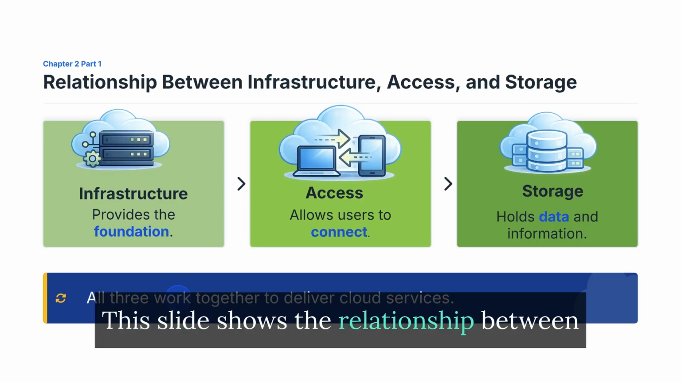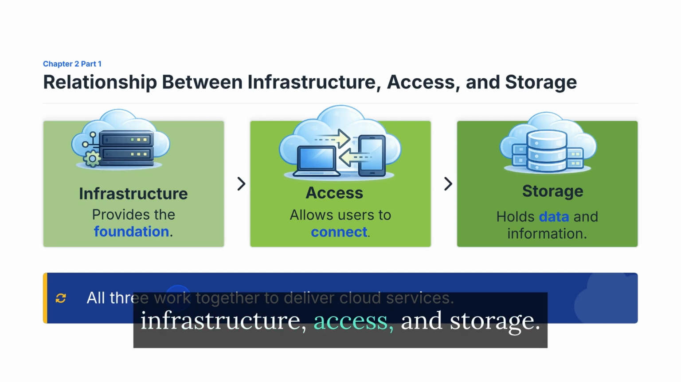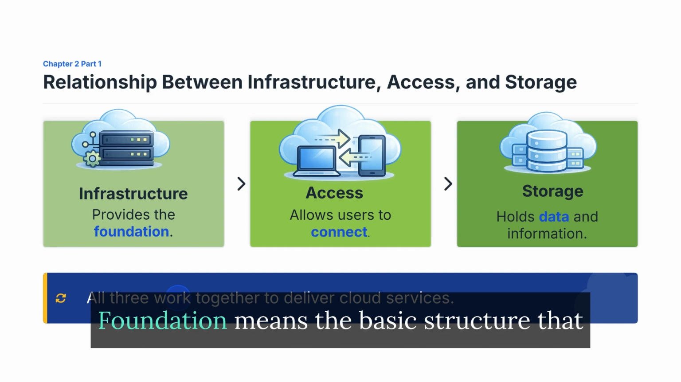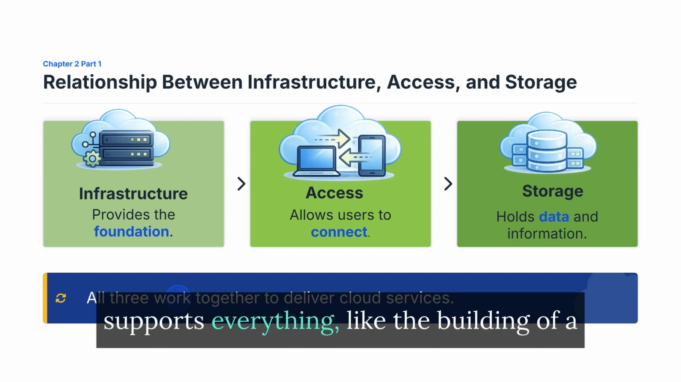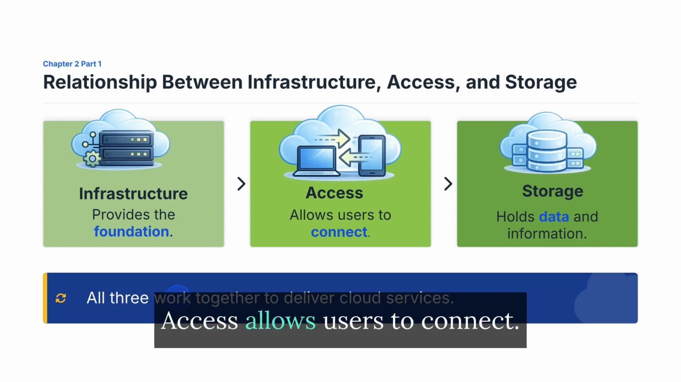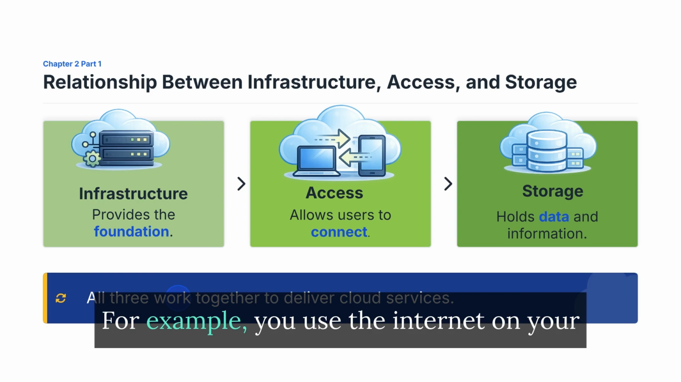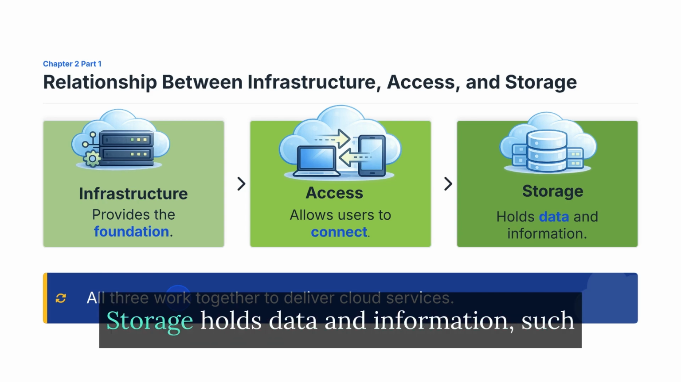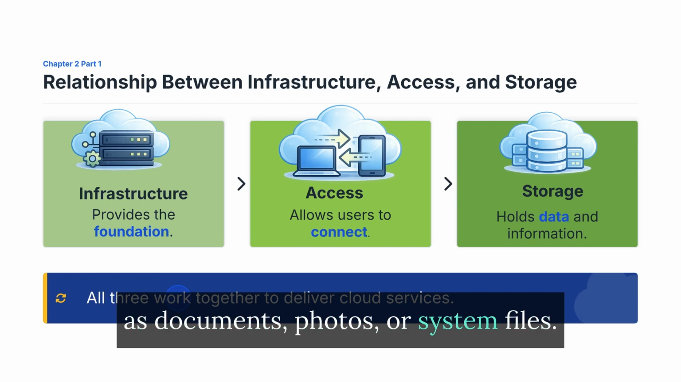This slide shows the relationship between infrastructure, access, and storage. Infrastructure provides the foundation. Foundation means the basic structure that supports everything, like the building of a house. In cloud computing, this includes servers and networking hardware. Access allows users to connect. For example, you use the internet on your laptop or phone to reach the cloud. Storage holds data and information, such as documents, photos, or system files.